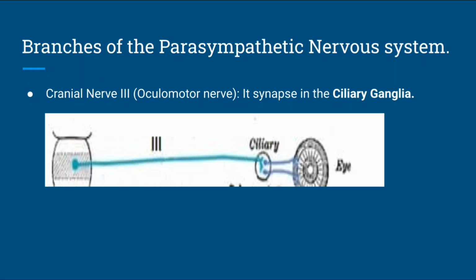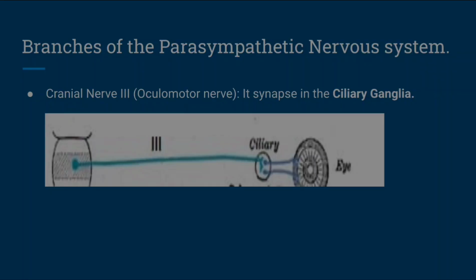As you can see in the diagram below, there is a cranial nerve 3 or the oculomotor nerve. It synapses with the postganglionic nerve fiber in the ciliary ganglion. Now please remember, there are other nerves that have different functions and they pass through this ganglion, but the cranial nerve 3 is associated with the parasympathetic nervous system, and has a synapse here.